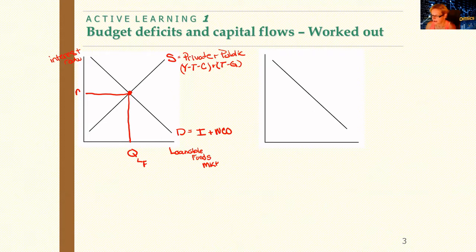Now let's take a look at the problem. We're going to run a government budget deficit. Remember that the budget deficit decreases national savings, so the supply curve is going to shift inward and to the left. I'll call it S1. Our new equilibrium, where they crisscross, will be R1, and if I follow this down, this will be the quantity of loanable funds.